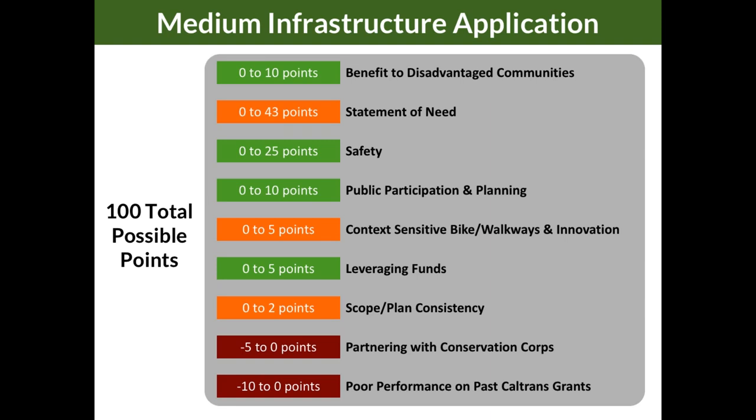and this is present in both the medium and large infrastructure applications. It's a question around context-sensitive bikeways and walkways and innovative project elements. For the context-sensitive question, applicants are asked to explain how the project utilizes the recognized best solutions for the local context. Another way to think about that is to ask yourself, is the facility being proposed appropriate after you analyze the local context for traffic volumes, speeds, level of stress, land uses, etc.?